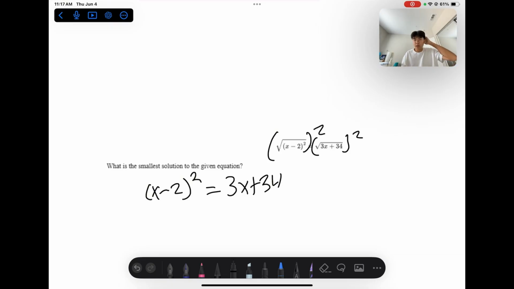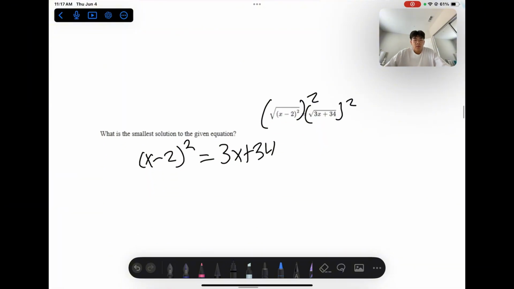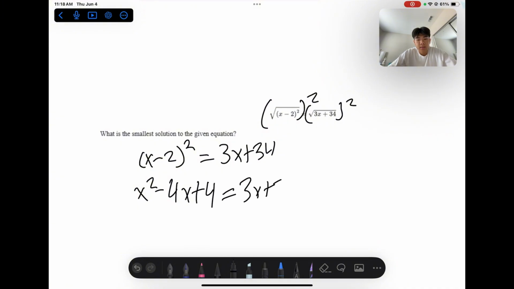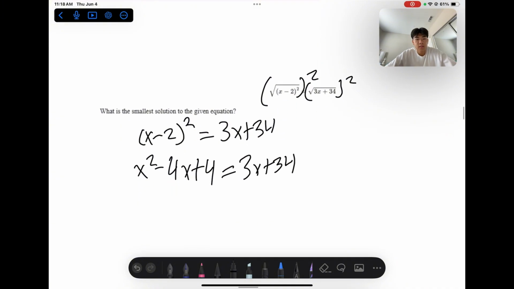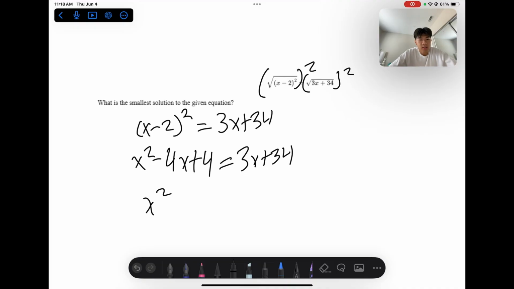And then, but how do we find the smallest solution from this equation? How are we supposed to do that? Well, I don't know. Maybe let's just factor out x minus 2 squared first. x squared minus 4x plus 4 is equal to 3x plus 34. And how about let's just move it all to one side. x squared minus 7x minus 30 is equal to 0.